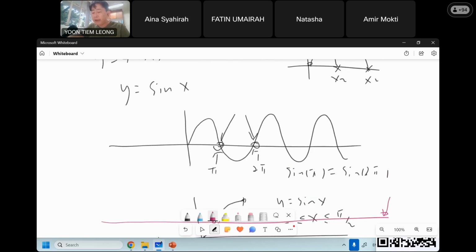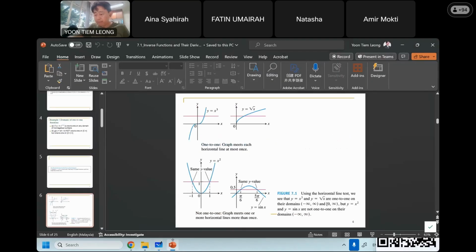For example, look at the sine function that is defined for all values of x. If you draw a line here, you find that there are multiple intersections between the horizontal line and the function. Then this function would fail the horizontal line test. Therefore, you can easily identify whether a function is one-to-one or not by using this horizontal line test. If I give you a function and tell you its domain, you can easily tell whether the function is one-to-one.